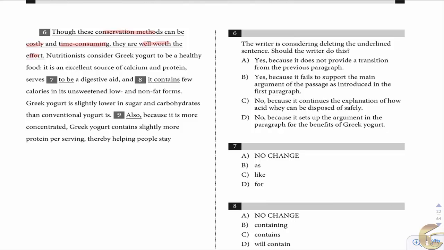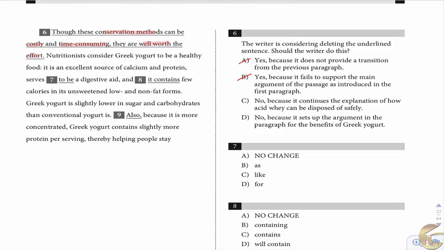Well, it says nutritionalists consider Greek yogurt to be a healthy food. So I'm already seeing that a little bit now. It is an excellent source of calcium and protein, serves to be a digestive aid, and it contains few calories in its unsweetened, low and non-fat forms. As I'm reading this, I can already tell this should stay because you don't want to delete it, which means the yes is wrong because they're saying should we delete it? We should keep it. So the reason why is it does a good job of setting up the paragraph. I mean, the paragraph is about good things, so about the Greek yogurt. So we want to make sure that we keep that, and that's why.